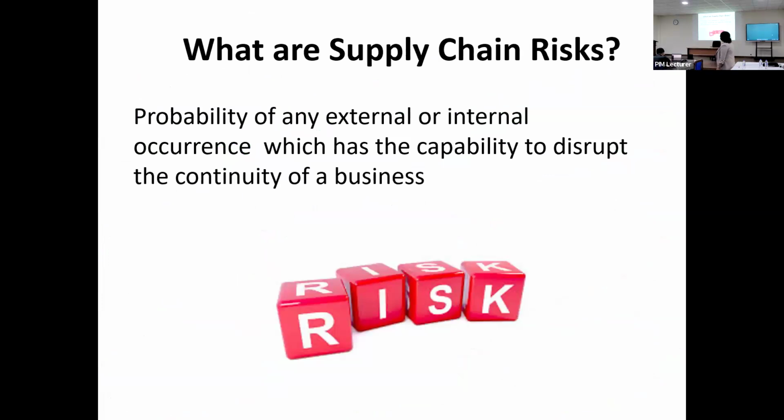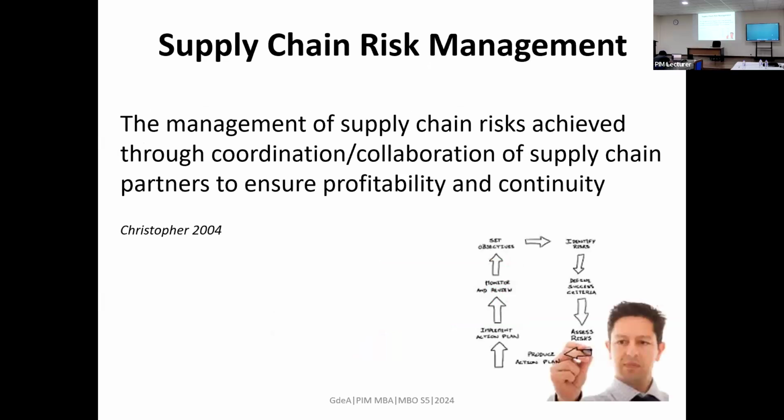So supply chain risks are the probability of any external or internal occurrence which has the capability to disrupt the continuity of the supply, right? Risks can be anything that I mentioned, and it's not an exhaustive list, I just listed a few. It can actually cause a disruption. So risk management is how you really manage those risks, through coordination and collaboration with every partner in the supply chain.